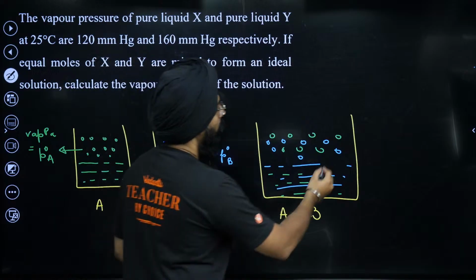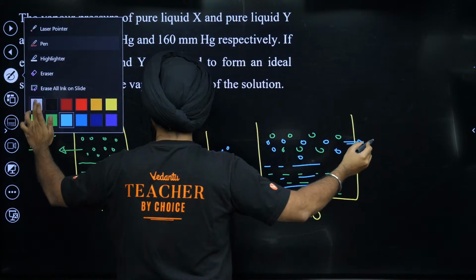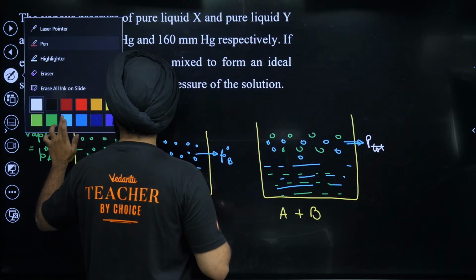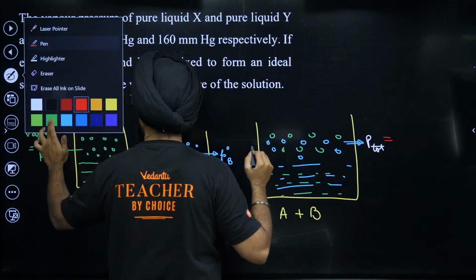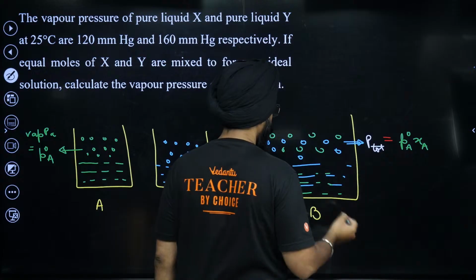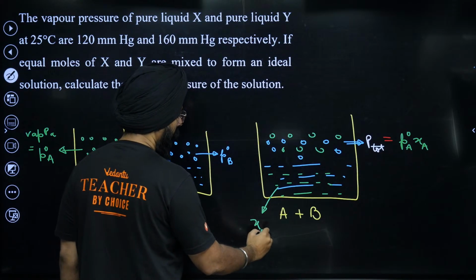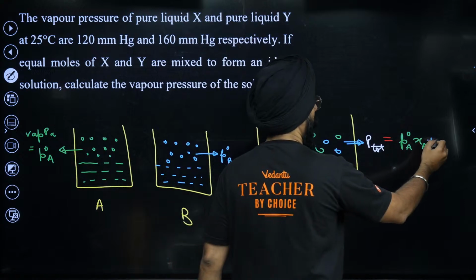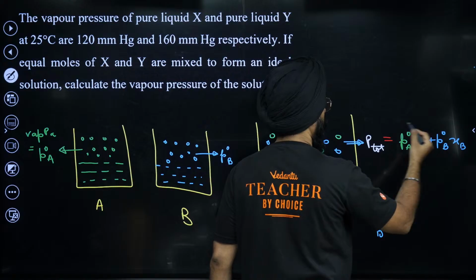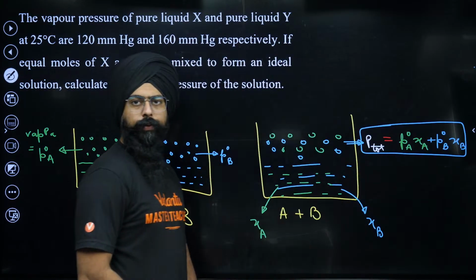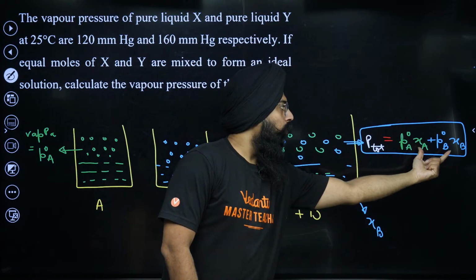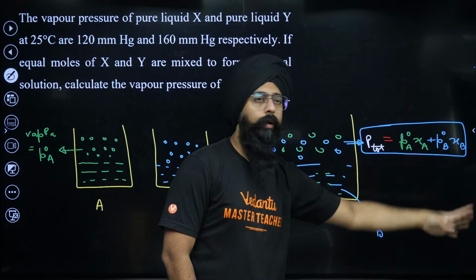Fine. So now over here I can write that the total pressure, what is this? Vapor pressure, the pressure in the vapor phase, P total, is equal to P naught A into mole fraction of A inside the liquid. Over here mole fraction of A is chi A, plus P naught B multiplied by mole fraction of B inside the liquid. So P naught is the original vapor pressure of individual liquid, and mole fraction of A in liquid is chi A, mole fraction of B in liquid is chi B.